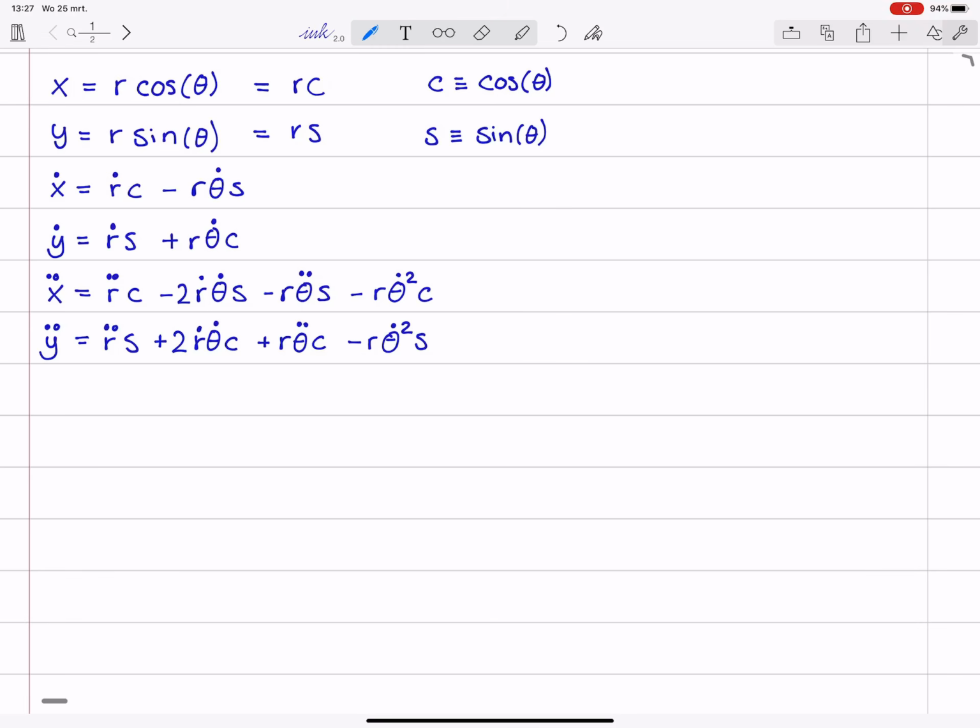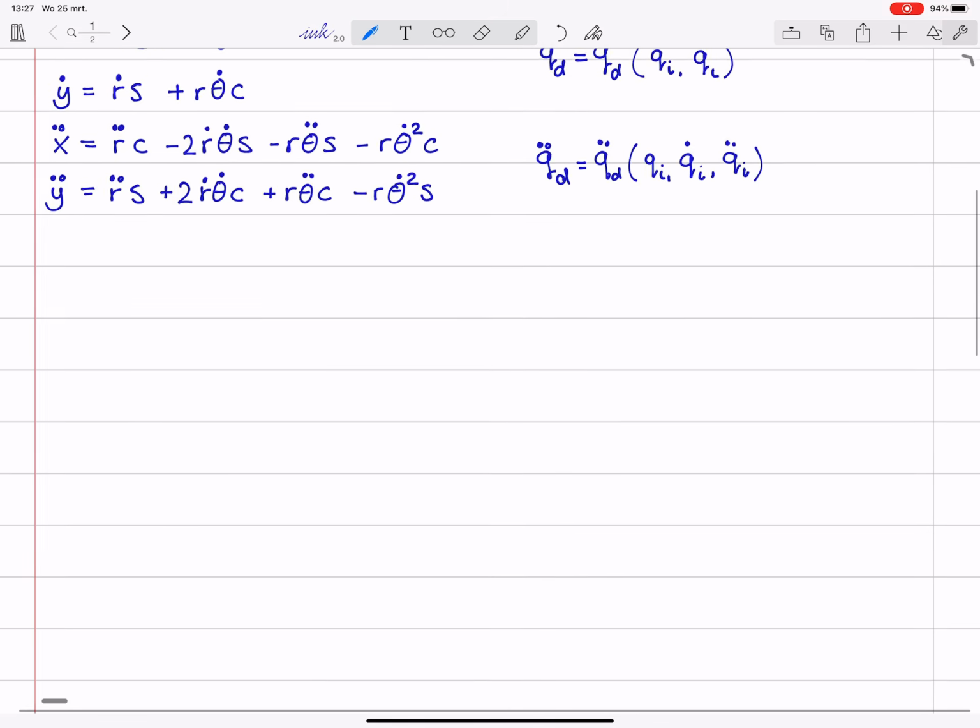And indeed, maybe it's good to write that down, that we have that the dependent velocities are a function of independent coordinates and independent velocities, and that the dependent accelerations are a function of the independent coordinates, the independent velocities, and the independent accelerations. Okay, nice example where we see that we have all these dependencies.